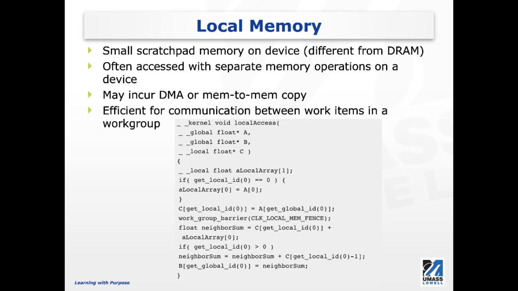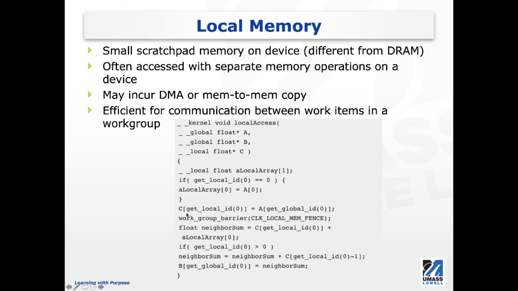In this kernel function, which is called local access, this kernel function takes three arguments, and two of them are pointers to global memory, and the third one is a pointer to local memory. Within the kernel function, we first allocate a floating point variable in local memory. We call a local array with one element. And then we initialize the element with these values from the input global buffer. So we take a of 0, assign the value to this local variable in this local array.